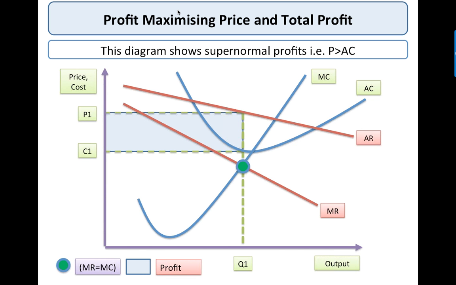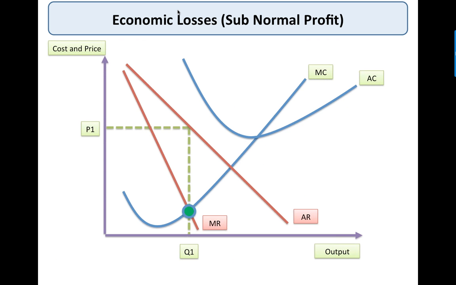Marginal cost meets marginal revenue. This firm, even though the demand is fairly elastic, even though consumers are price sensitive, they can charge a price P1 well above the unit cost of supply, and they can make a good profit. That's profit maximization. In contrast, some firms, of course, will be loss makers.